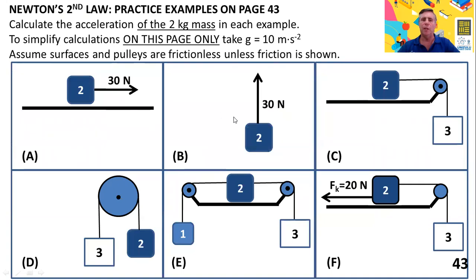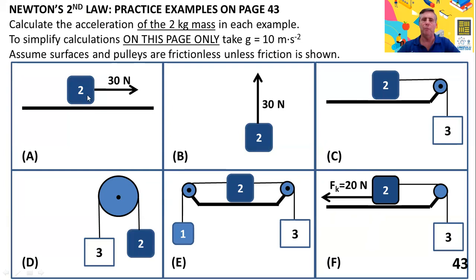So please take note, in each of the 6 questions, you're to calculate the acceleration of the 2 kilogram mass, the same in each question. Secondly, to simplify calculations just on this page, take g equal to 10 meters per second squared. That's very close to 9.8, and it's fine as an approximation just for these questions. Obviously, in the exam, use the constant sheet. And finally, assume that there's no friction on the surfaces or the pulleys unless friction is shown, like in number F over here.